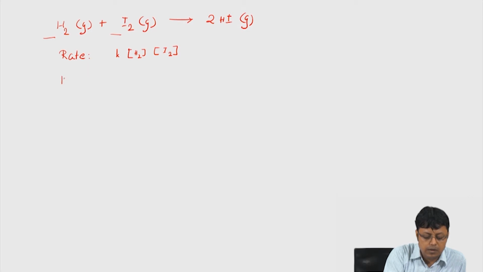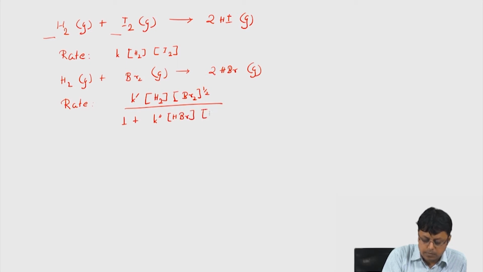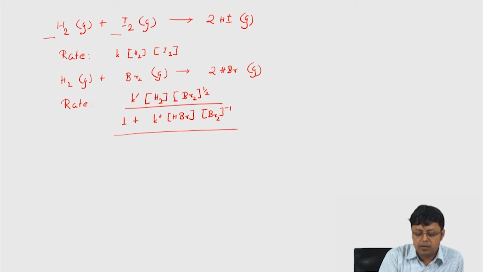which is not true, because I will give you another example, H2 and bromine gas to give you 2 HBr, and the rate of that reaction is something like this: k' concentration of hydrogen, concentration of bromine to the power half, divided by 1 plus k'' [HBr] into [Br2]^-1. Now, you see that the rate expression is fairly complicated.